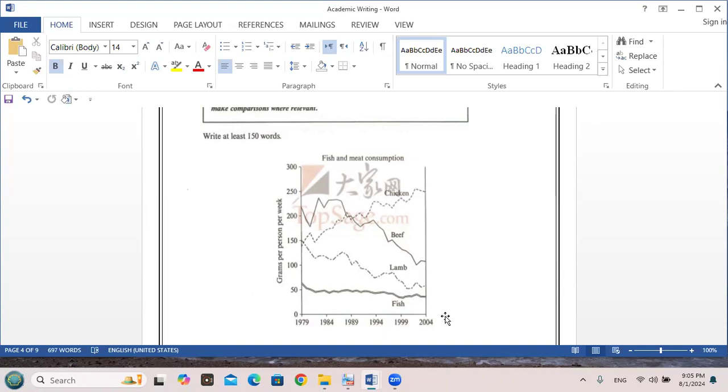Okay, so here we have this one, very good. You have the chicken is rising, was rising or rose significantly. Fish, you can say, decreased slightly. And we have beef and lamb, also decreasing, but they decreased sharply, or gradually.